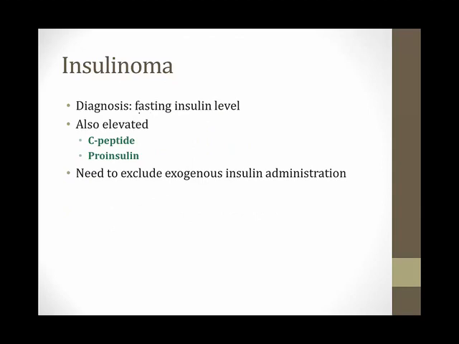The diagnosis is to measure the fasting insulin level and show that it's high. You also need to show that the C-peptide level is high and the proinsulin level is high to prove that the elevated insulin is coming from the pancreas. One thing that is also in the differential diagnosis of an insulinoma is exogenous insulin administration. Some patients will administer insulin to themselves for secondary gain, and they'll present with symptoms of high insulin, but they don't actually have a tumor in their pancreas.